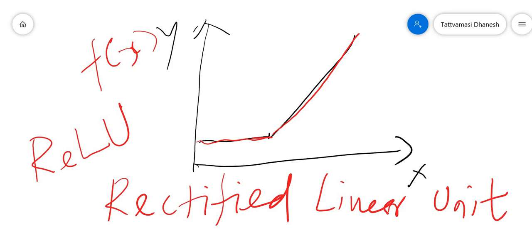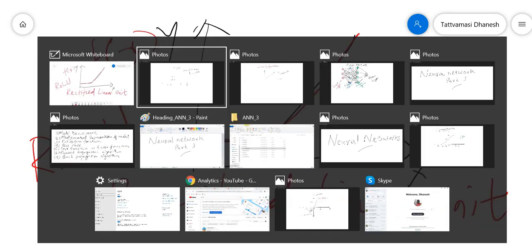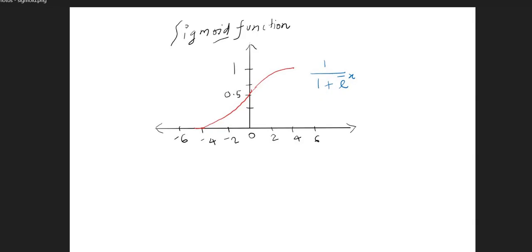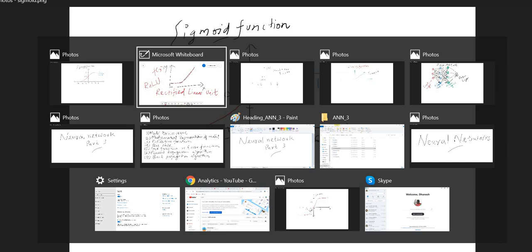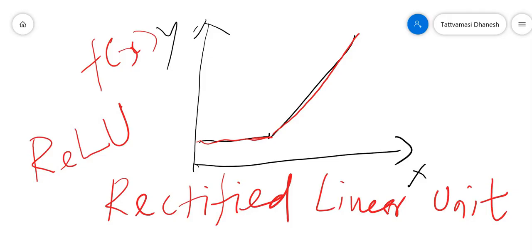So the next one is the sigmoid function, and it is the most commonly used activation function in neural networks. A sigmoid function is represented by S(x). I will give you the equation for that sigmoid function.